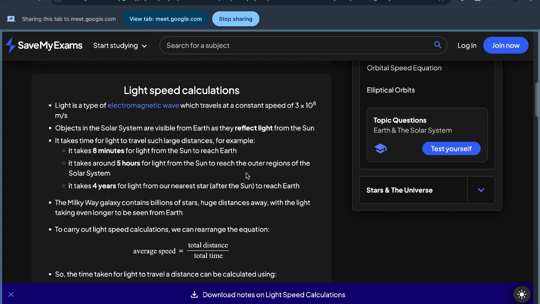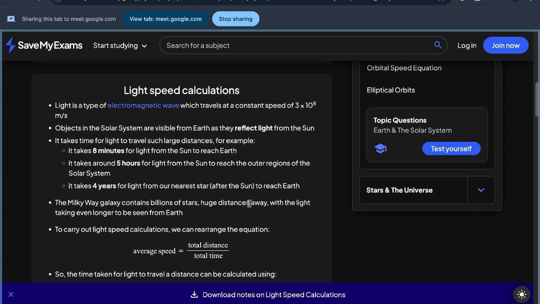Now let's take a look at this. It takes time for light to travel such a large distance. The distance from the sun to the Earth is a large distance, but it only takes about 8 minutes for light from the sun to reach the Earth. If you were to travel with a car to the sun, you would probably take more than 10,000 years to reach it. However, it takes light only 8 minutes to reach us from the sun.